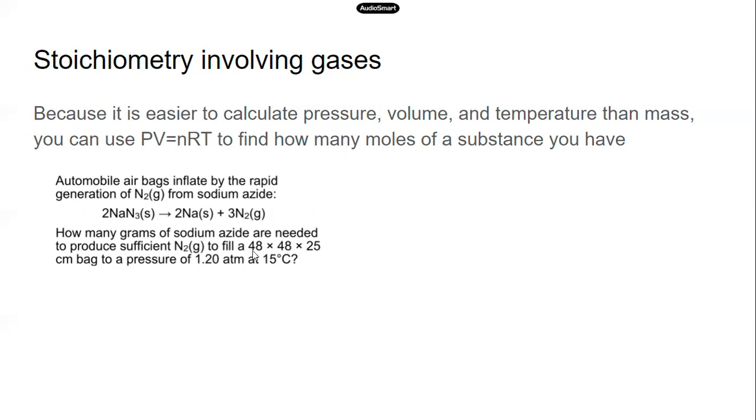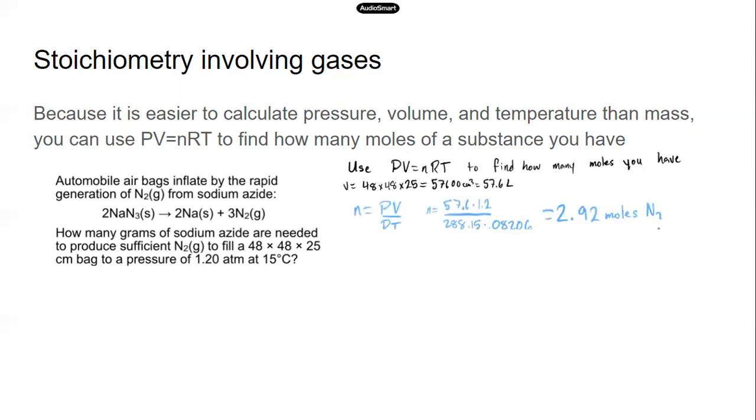it becomes pretty simple. First we need to figure out our volume. So we're just going to multiply all these numbers out, and we get 57,600 centimeters cubed, which is 57.6 liters. You just convert that. And then after that, you set your moles equal to PV over RT, and that R is going to be 0.0821 liters atmosphere per mole Kelvin.